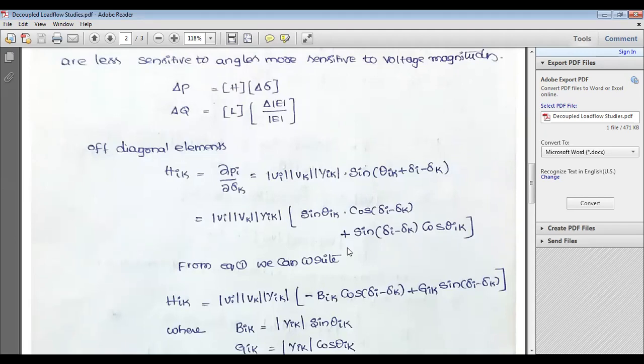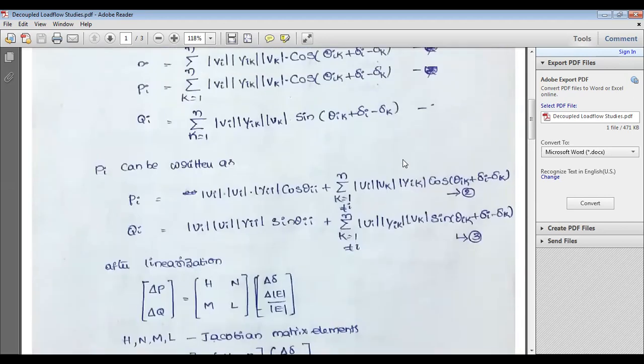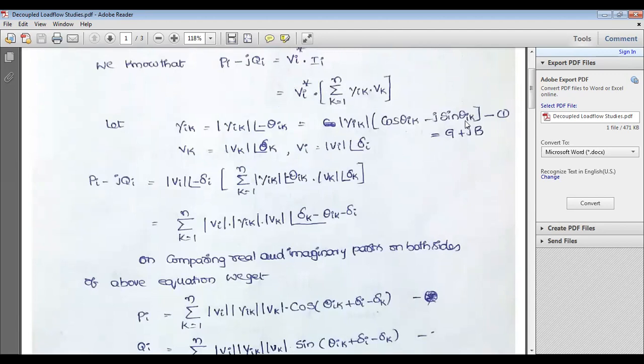So from equation number 1, we can write, now what is equation number 1? Please go through that. What is equation number 1? Equation number 1 is this one: mod yik cos of theta ik minus j sin theta ik.